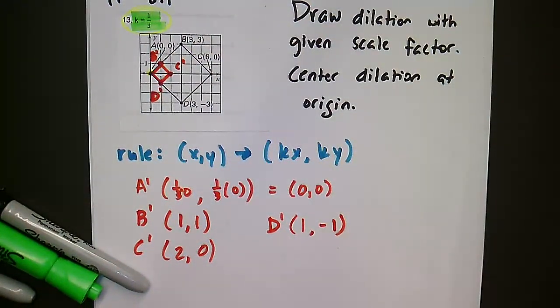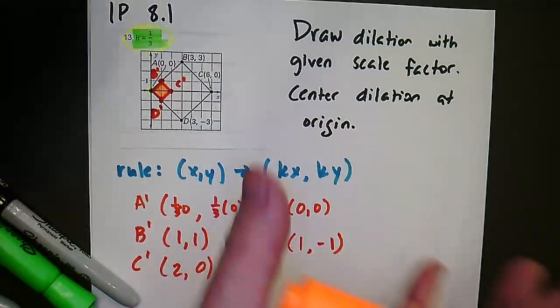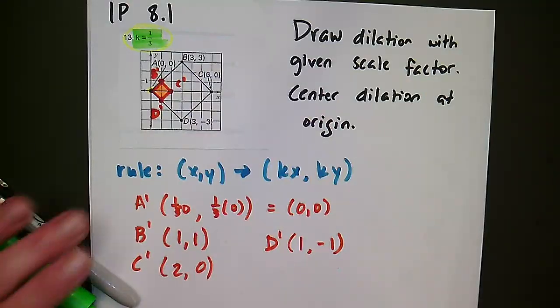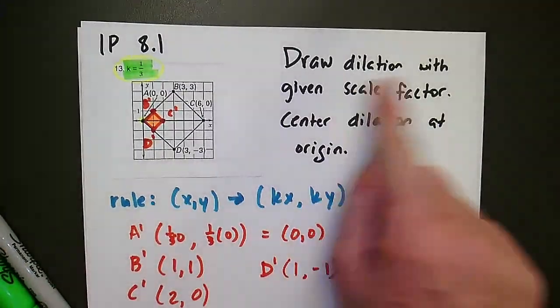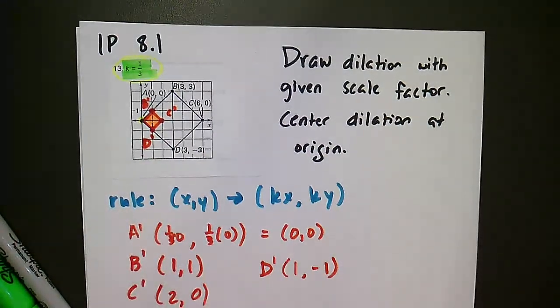I get a new, again, I believe that is a square figure that looks like it is kind of shrunk down into the origin. It's like this is a black hole and it's all shrinking down towards it. Okay, that's all we had to do. Draw the dilation with a given scale factor, 1/3. It's definitely a reduction. Center the dilation at the origin.